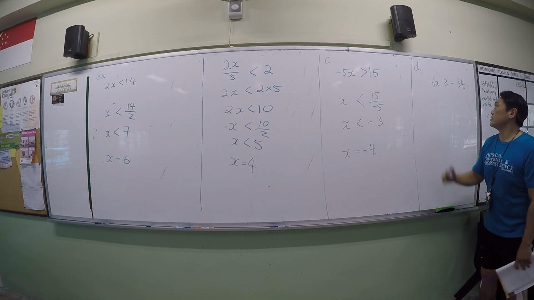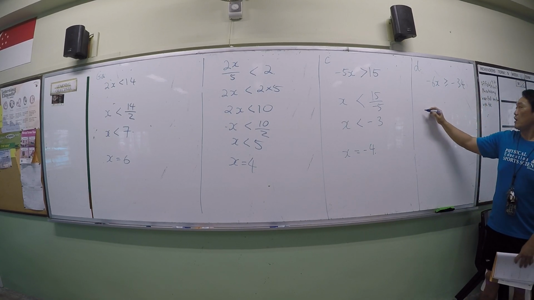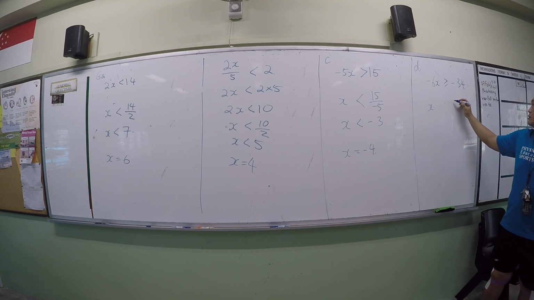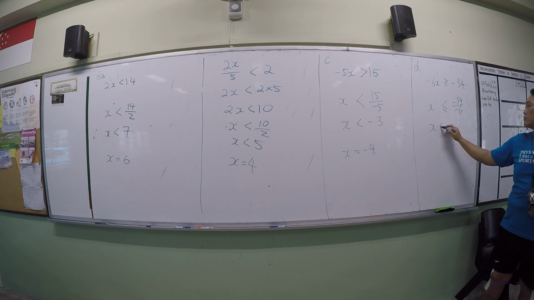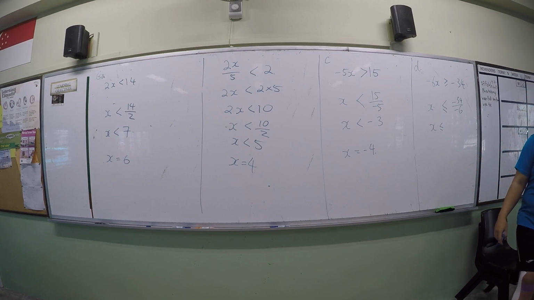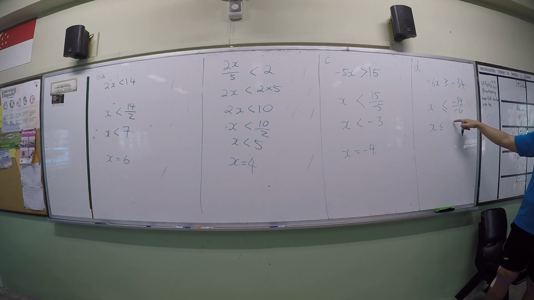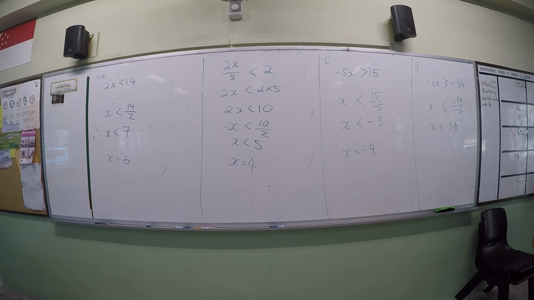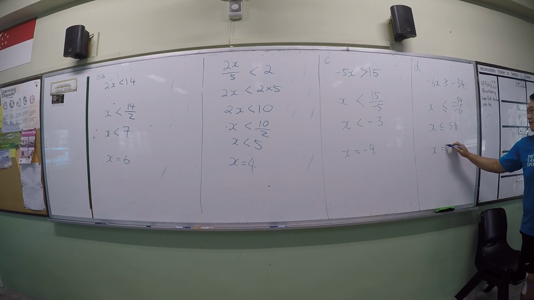Negative 6 times x larger than or equal to negative 34. I don't want negative 6x, I want x. So I will divide both sides by negative 6. Dividing by negative number, change direction. Negative, negative become positive. X must be smaller than or equal to 5 and 2/3. Okay, so the largest possible is 5.